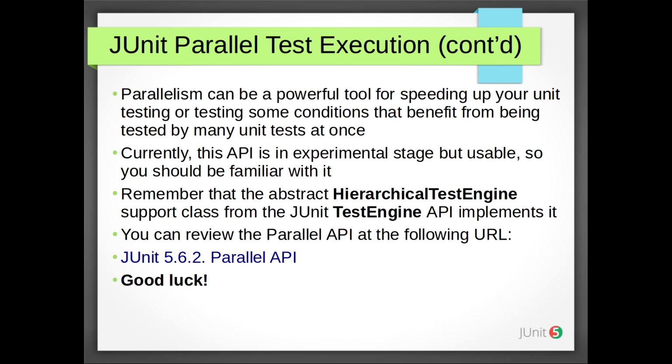You can review the parallel API at the following URL. So if you go to the course website and look up the PDF file for Appendix A and navigate to this last slide or last page of that PDF and look up this line, JUnit 5.6.2 parallel API, control and mouse click on this line, and it will take you exactly to the URL on the internet for the parallel API from the official documentation.